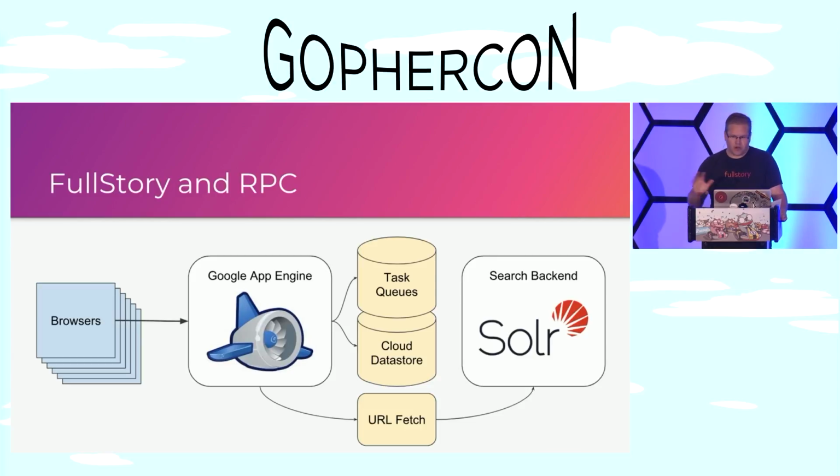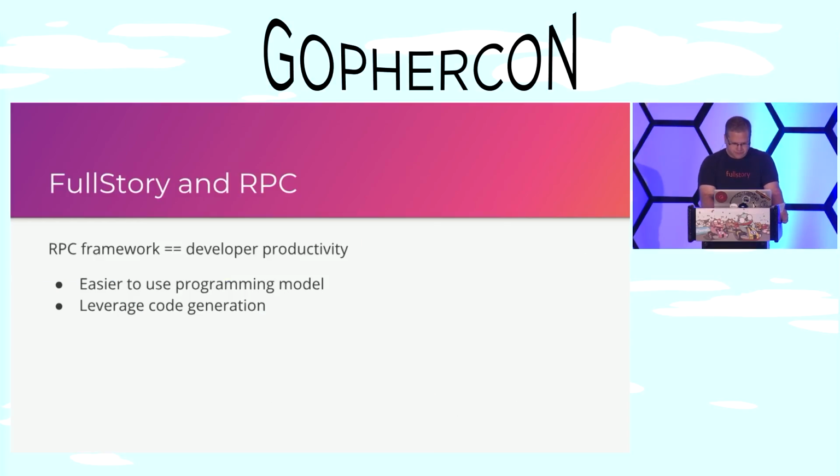So we had a Go search backend. It would translate search criteria that the user provided, turn that into Lucene queries, dispatch it to Solr Cloud. And that all used URL fetch, which is also another one of these services provided by App Engine that allows App Engine services to talk to other things via HTTP 1.1.